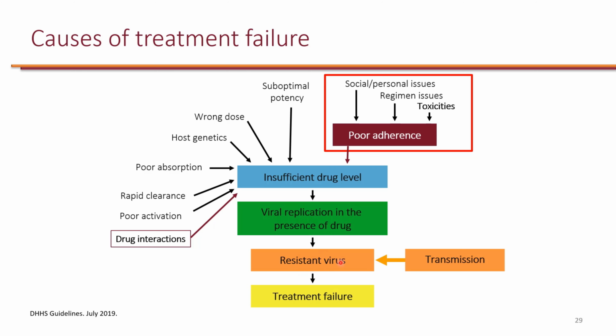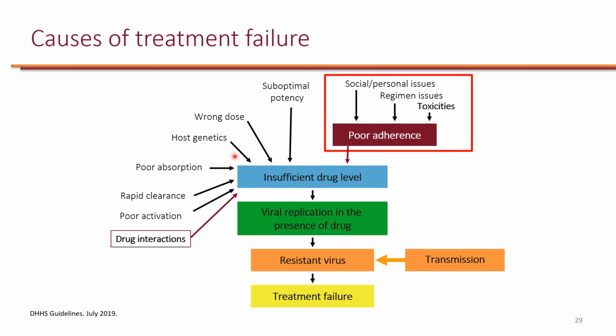There's not much we can do to prevent the transmission of resistant virus from someone else. But we can do a lot of things to prevent insufficient drug level that will lead to resistant virus. As pharmacists, we should always check for drug interactions. So drug interactions, depending on the interaction, of course, can result in insufficient drug levels. Some drugs may be rapidly cleared, so it's important to make sure that the dose is adjusted when necessary. Poor absorption, so depending on the drug, whether it needs to be taken with food, the absorption of the drug could be affected, so that's important to keep in mind.